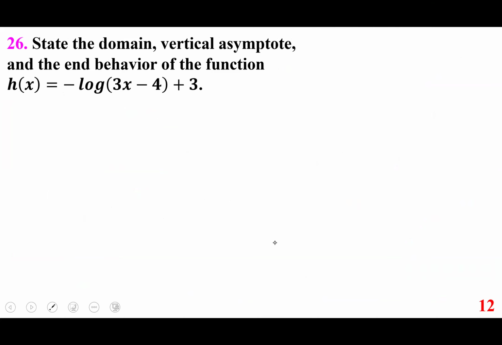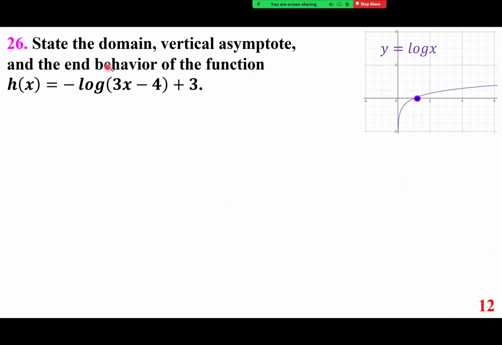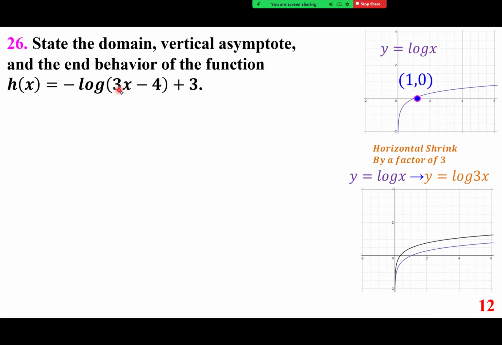All right, the function this time is h of x equals minus log of (3x minus 4) plus 3. We want to do the same thing. We want to do the transformation and state the domain, asymptotes, and so on. So we start with log x, looking like that, (1, 0). So the very first thing we do, we look at 3x, so log of 3x, which means there's a horizontal shrink by a factor of 3. And if you look at this graph, this one was located at (1, 0), and now it's located at (1/3, 0).